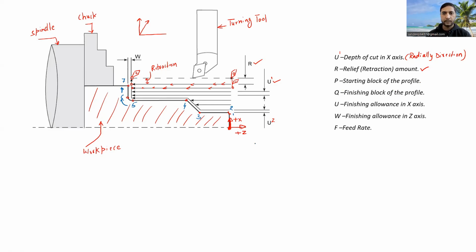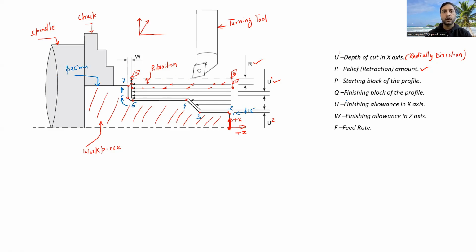So after defining this P and Q, another thing that we have is U and W. So U is the finishing allowance in the x-axis. Now let us say we are going to reduce diameter, and you can take this diameter of some particular value. Let me take this as 25 mm. And at point number 1, let us say the diameter is now 15 mm. So it means now we are going to remove the diameter from 25 to 15 mm.